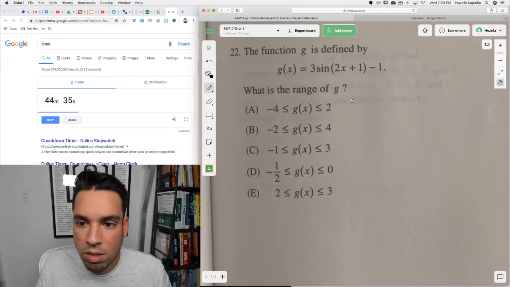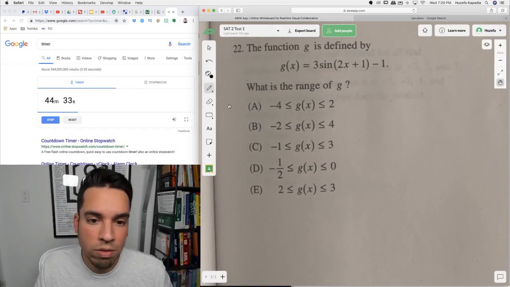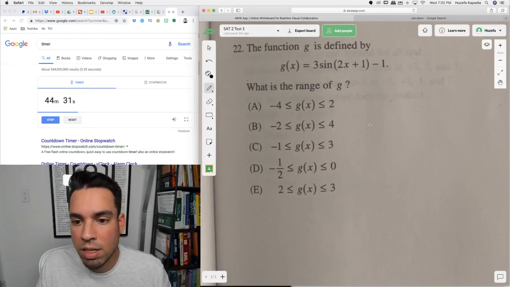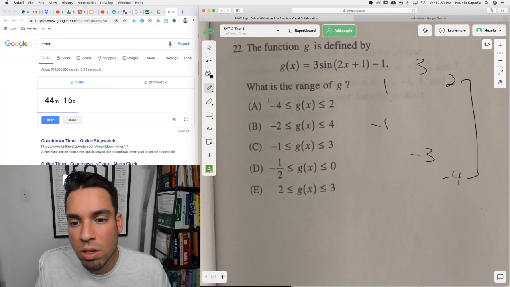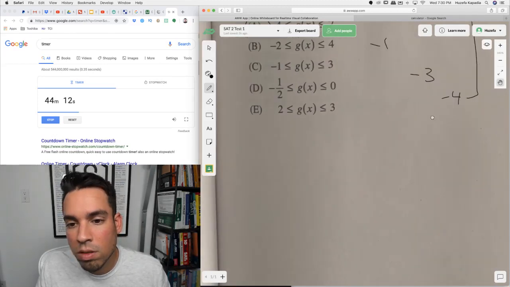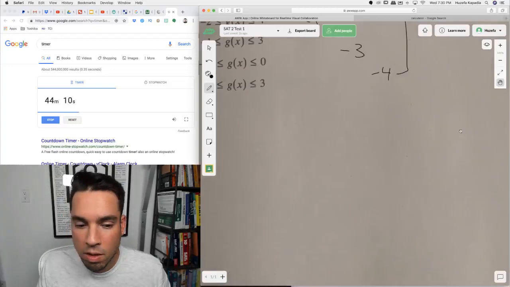Next, 22. The function g is defined by this. What is the range of g? So the original range of sine is negative 1 to 1. But in this case, it's tripled, so now it goes from negative 3 to 3. But then it shifts down by 1, so now it goes from negative 4 to 2. And that's the range: negative 4 to 2.